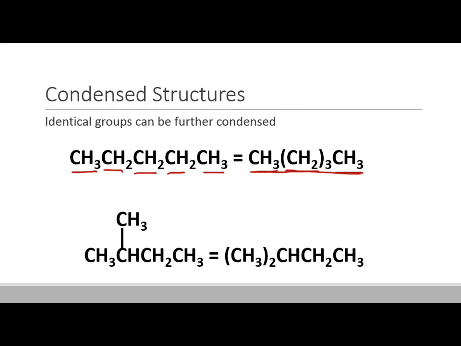We could do the same type of thing up here or down here on this next one. So notice that we have 1, 2 CH3 groups, and those are attached to this carbon right here, which is then attached to the CH2 and the CH3. So again, we can simplify this a bit further if we don't want to take up as much space as we normally would by drawing out the entire molecule.